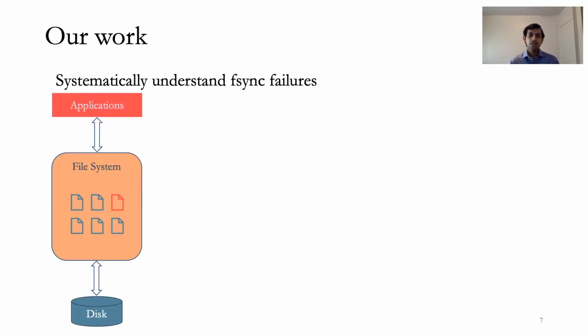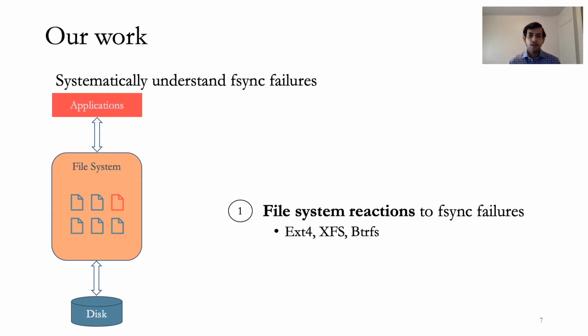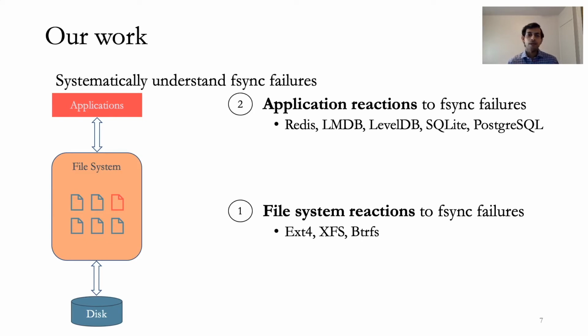So our work is about systematically understanding the fsync problem in two pieces of the storage stack. First, on file systems, we study how they react to failures during fsync. We do this for ext4, XFS, and Btrfs. And once we characterize these file systems based on their fsync failure reactions, we move to the next part. We look at 5 widely used applications and see how effective their strategies are when fsync fails. Postgres moved away from retrying and used a crash restart strategy. We wanted to see if other applications out there were trying out different strategies and figure out what's effective and what's not.